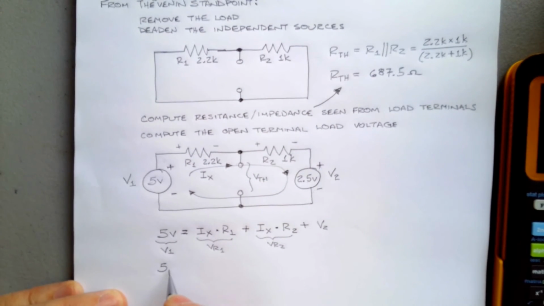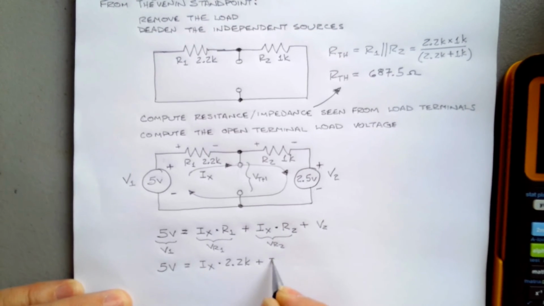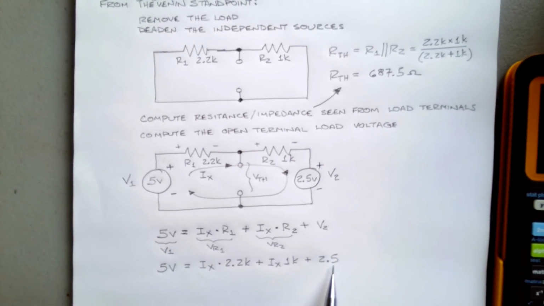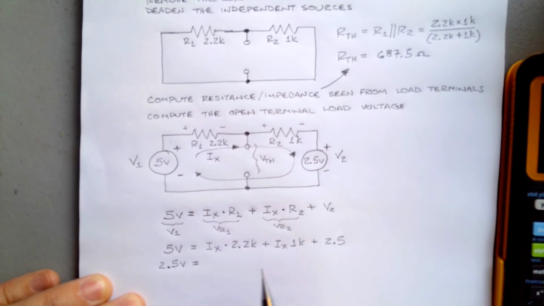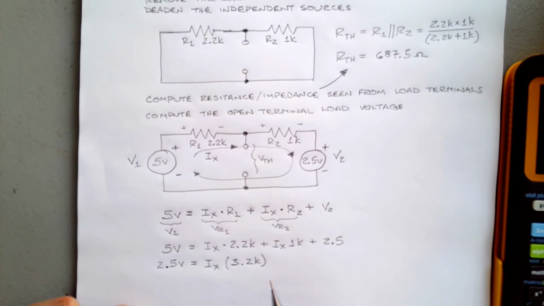Sorry about that, glad I looked up. So now we can calculate this thing. 5 volts equals Ix times 2.2K plus Ix times 1K plus 2.5. Well, I can subtract 2.5 from both sides and I get 2.5 volts equals Ix times, factored out here, 2.2K plus 1K is 3.2K ohms.